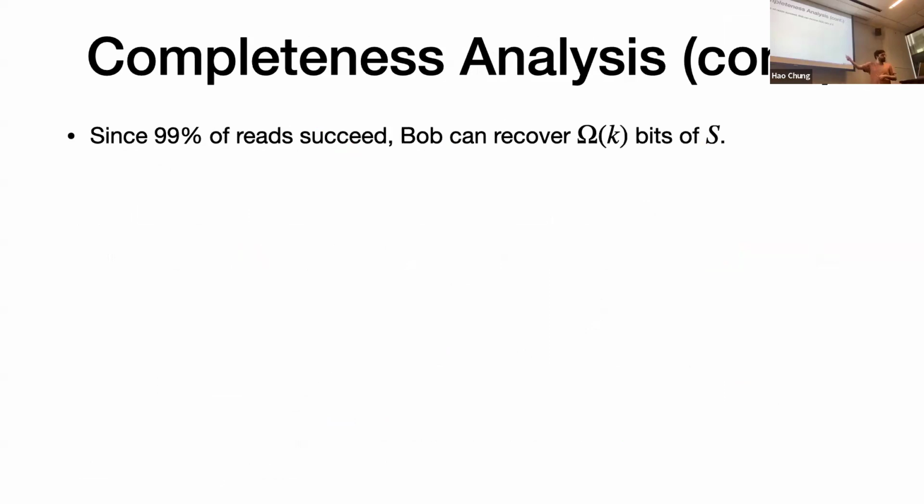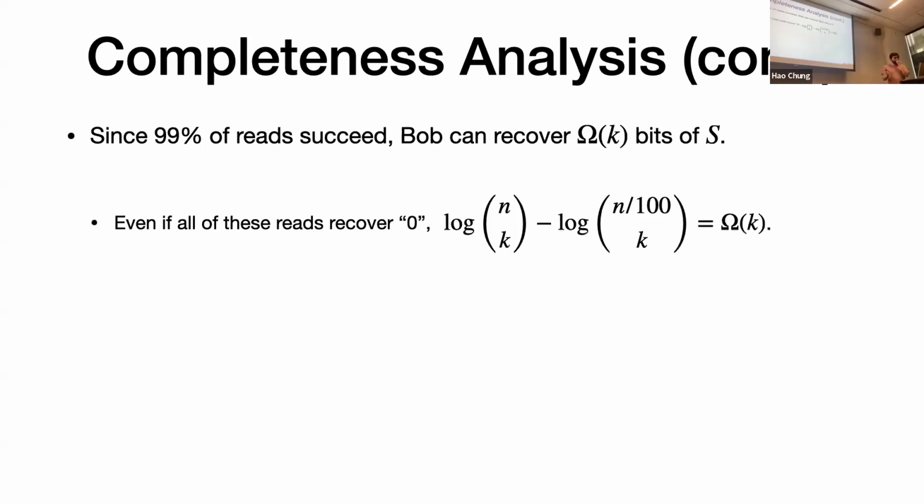Okay, so I was claiming that since 99% of these reads are going to succeed, Bob can recover roughly k bits of entropy of this subset S. This requires some calculation, but the idea is that even in the worst case scenario, Bob is going to recover all zeros in these 99%. Maybe k is sublinear in n, and maybe Bob recovers only zeros for these 99%. But even in that case, Bob has reduced the universe size from n to n over 100, and that reduction gives k bits of information.